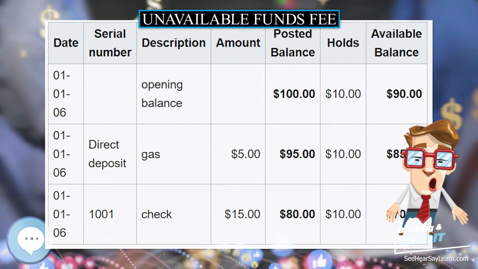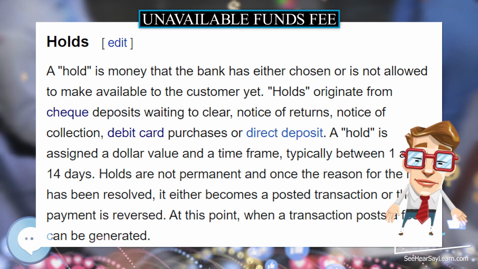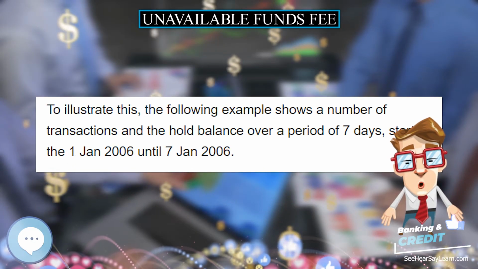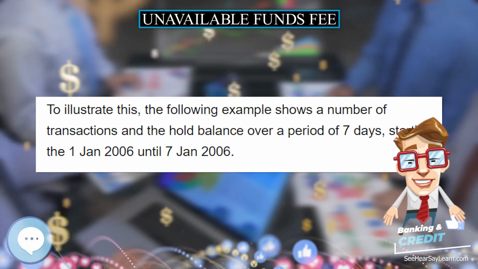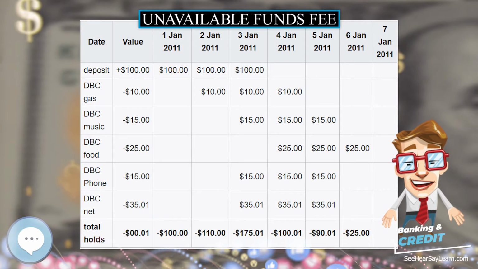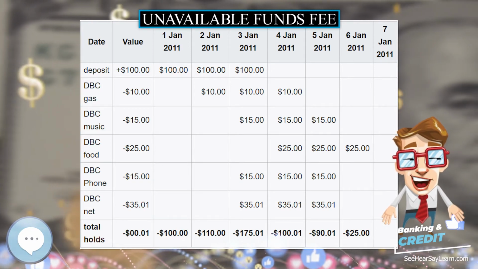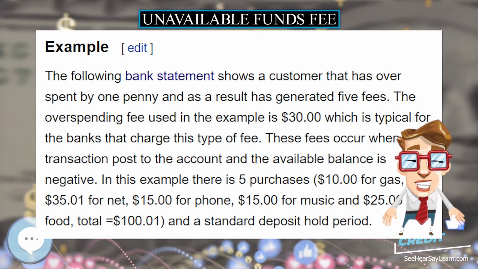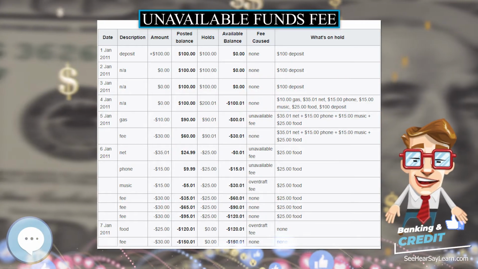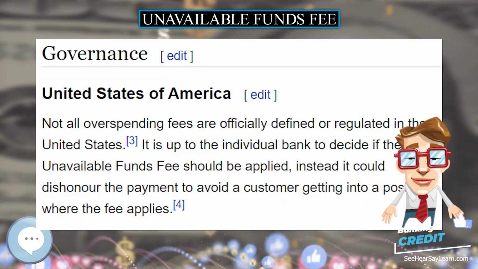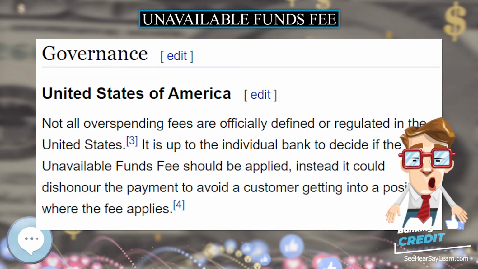Holds. A hold is money that the bank has either chosen or is not allowed to make available to the customer yet. Holds originate from check deposits waiting to clear, notice of returns, notice of collection, debit card purchases or direct deposit. A hold is assigned a dollar value in a time frame, typically between 1 and 14 days. Holds are not permanent, and once the reason for the hold has been resolved, it either becomes a posted transaction or the payment is reversed. At this point, when a transaction posts, a fee can be generated.